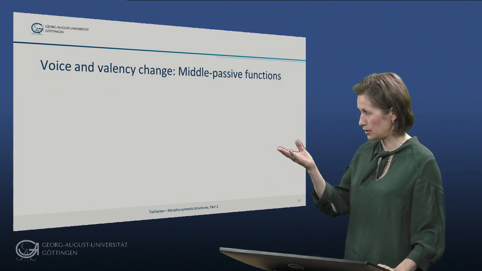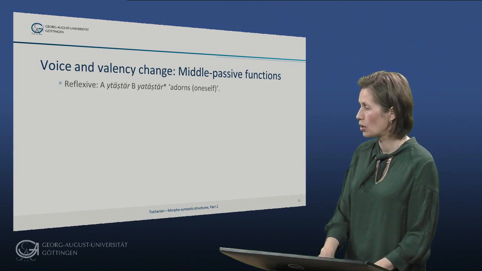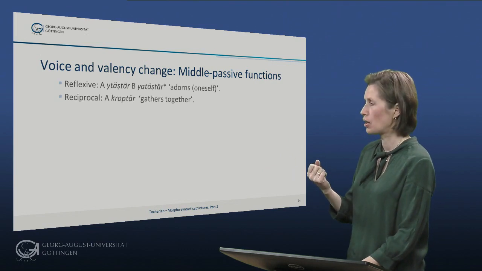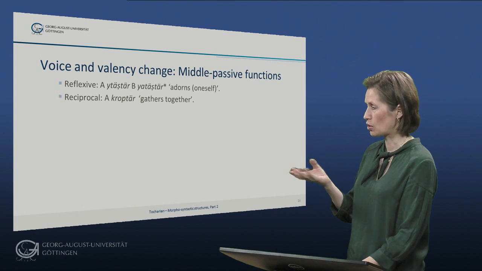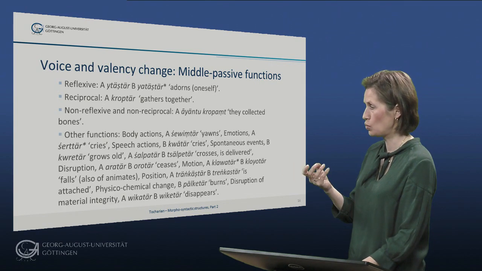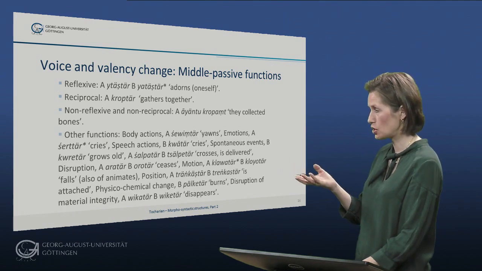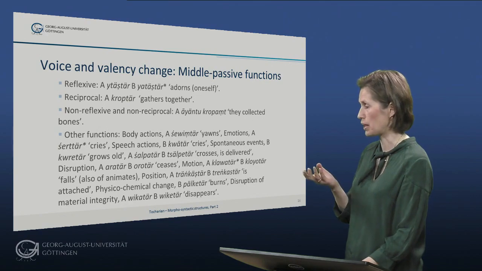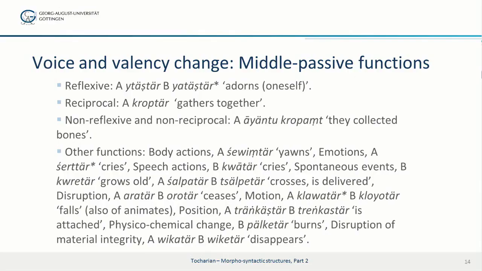If we look now specifically at middle passive functions, we have first the reflexive, someone adorns oneself. We have the reciprocal, they gather together. We have a non-reflexive or non-reciprocal, they collected the bones. And then we have many other functions which have parallels in other languages, also Indo-European. So we have body actions, emotions, speech actions, spontaneous events, disruption, motion, position, and physical chemical change, and so forth.